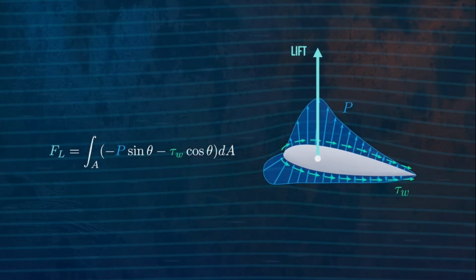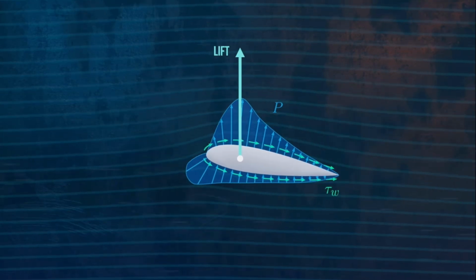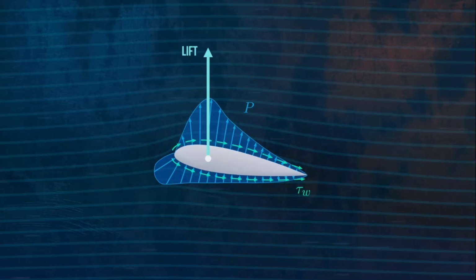For streamlined bodies like airfoils, the shear stresses will mostly be acting in the same direction as the flow. They will make a large contribution to the drag force, but won't contribute a significant amount to the lift force. And so we can neglect them and say that the lift acting on an airfoil is caused by the way pressure is distributed around it. A typical pressure distribution looks something like this.